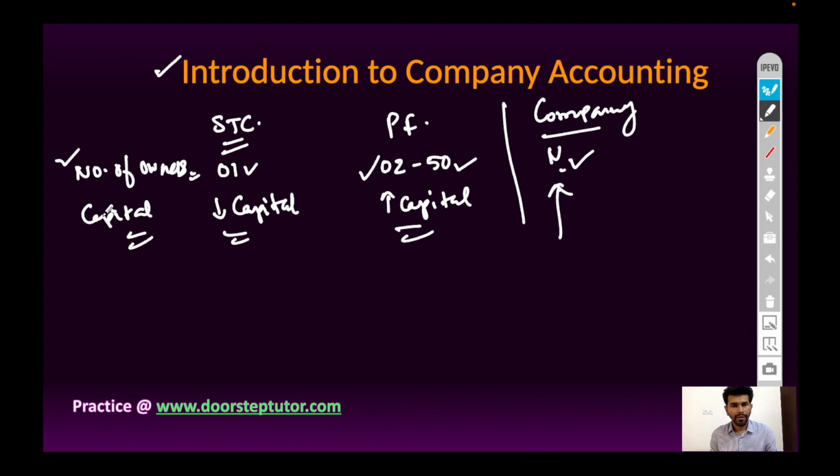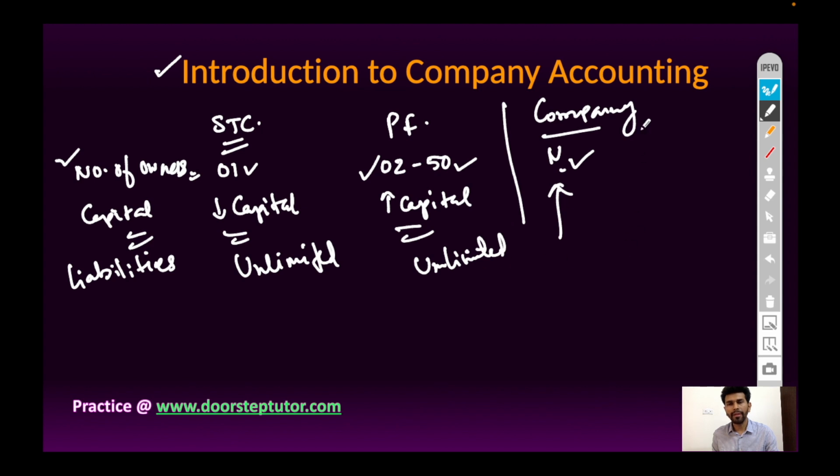Even the liability of owners in case of sole trading concern is unlimited. In case of partnership business, the partners' liability is also unlimited. But in case of company, the liability of the owners is limited. This is the important feature in company form of business organization.